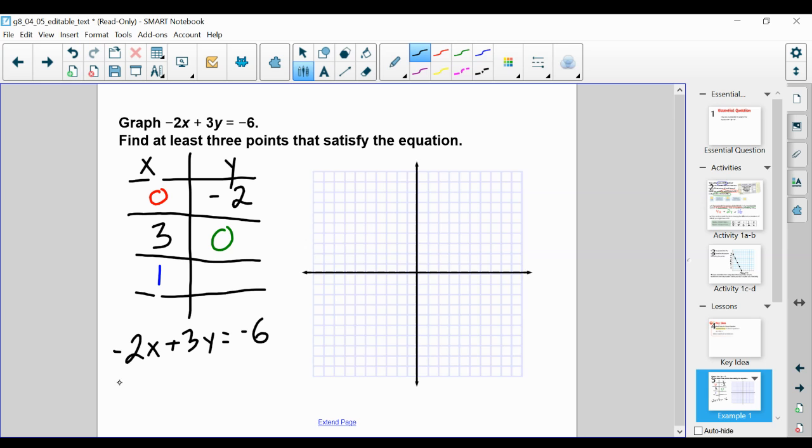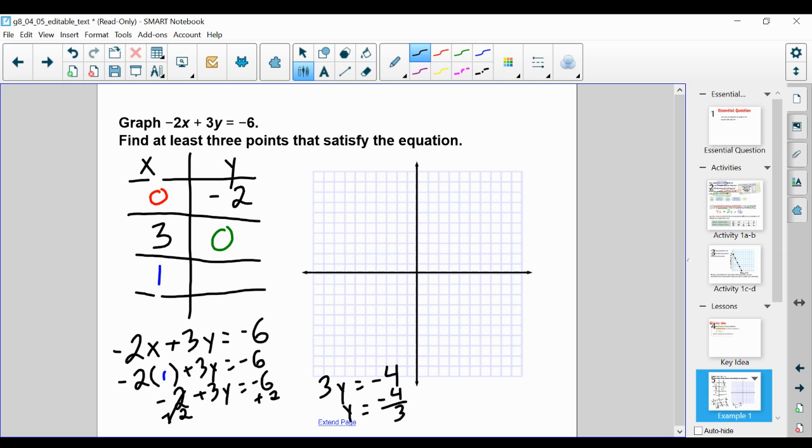All right, let's check it. So if x is 1, we have negative 2 times 1 plus 3y is equal to negative 6. Negative 2 times 1 is negative 2 plus 3y is equal to negative 6. Going to add 2 on both sides. I'm running out of room here. Get 3y is equal to negative 4. And y is equal to technically negative 4 over 3.